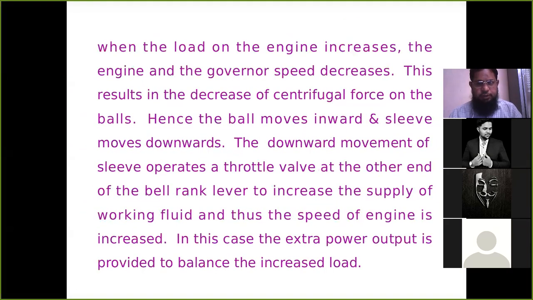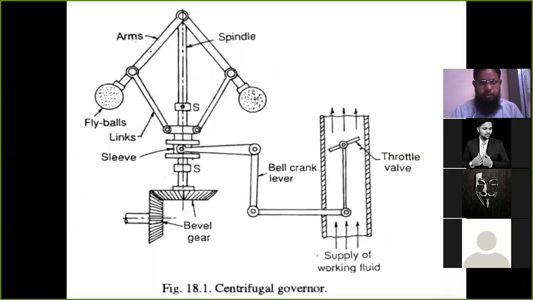Let us understand how the centrifugal governor works. I explained this diagram yesterday also, once again I explain in brief. You see this governor, it consists of four links. The upper links are called arms, the lower links are called links, and fly balls are attached between links and arms. The spindle of the governor gets drive from the engine through this bevel gear.